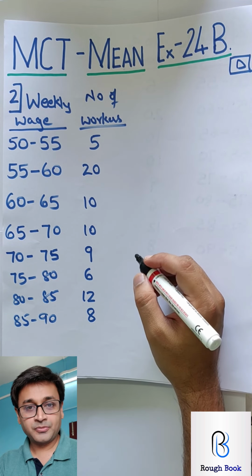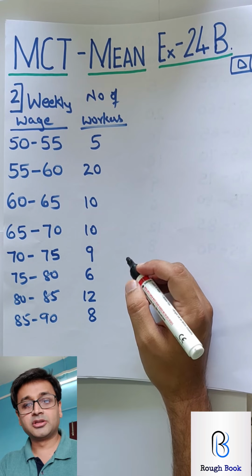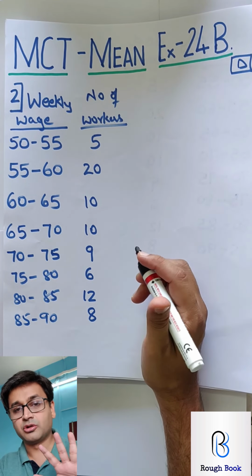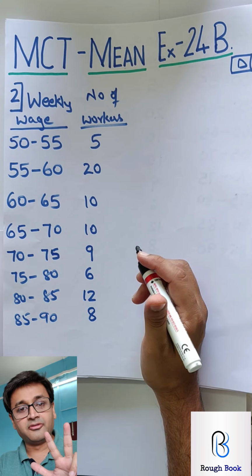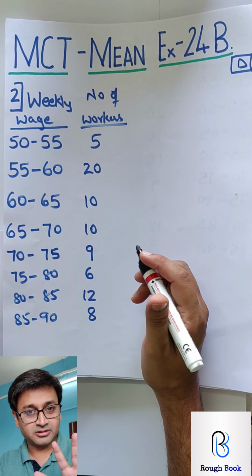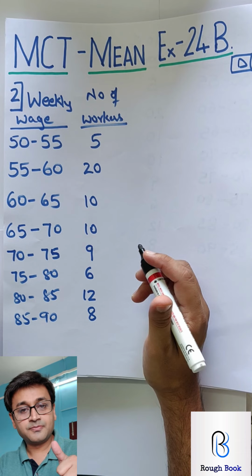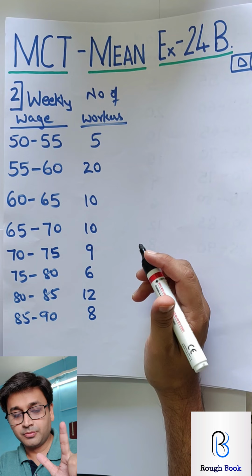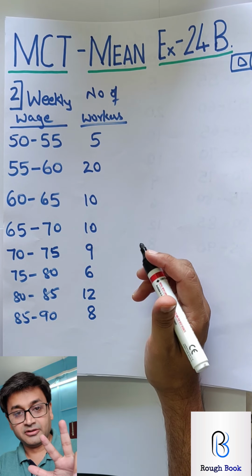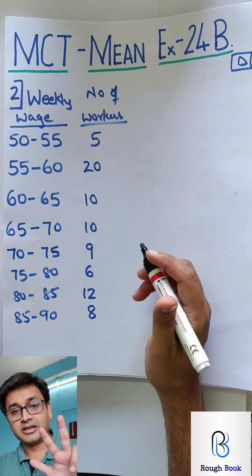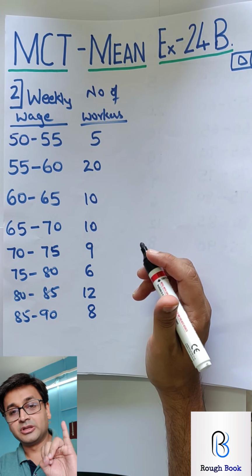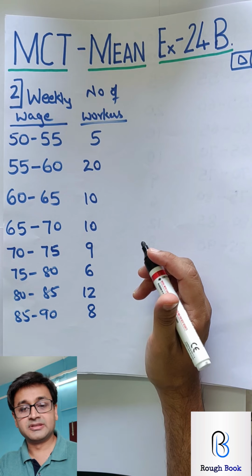Exercise 24B. In the last video, we understood how to calculate mean by three different methods. We understood five things. Do you remember? Can you tell me the three different methods? The first one was direct method, shortcut or assumed mean, and step deviation. So three methods to calculate mean. After that we learned two more things: one missing frequency and two missing frequencies.